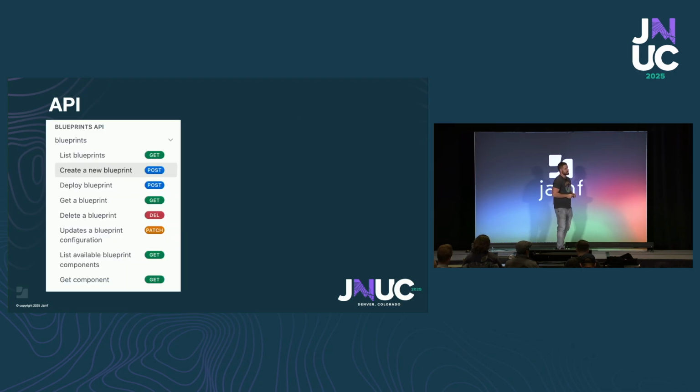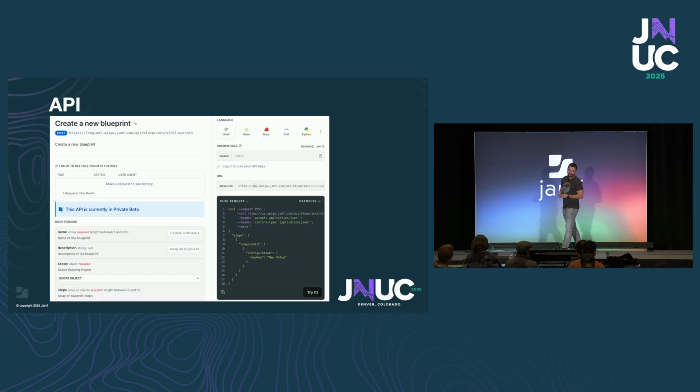So let's see how it looks. Here is a list of the endpoints you can use. You can see that you can create a blueprint and deploy a blueprint, something that we did on the UI. Let's see how the create a new blueprint POST endpoint looks. Here you have a description, and a lot of useful things, and an example of a body, and let's take a look at how the body should look.